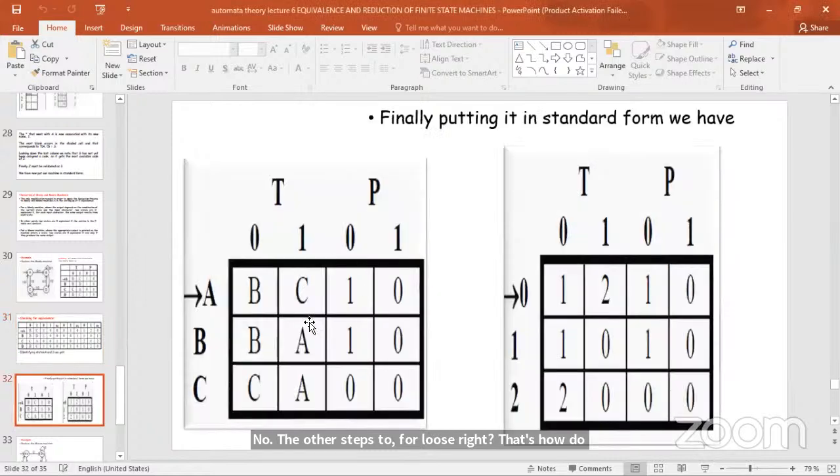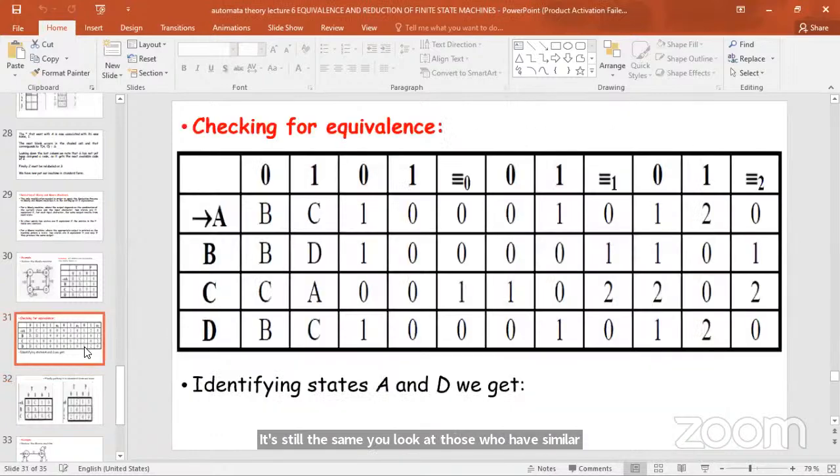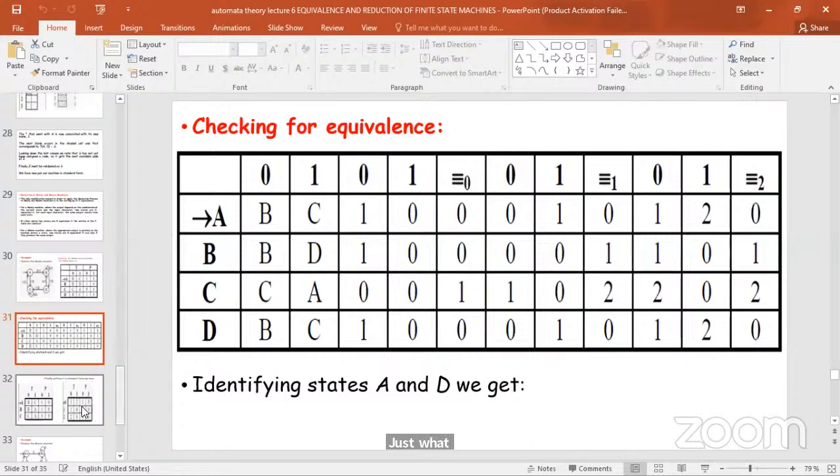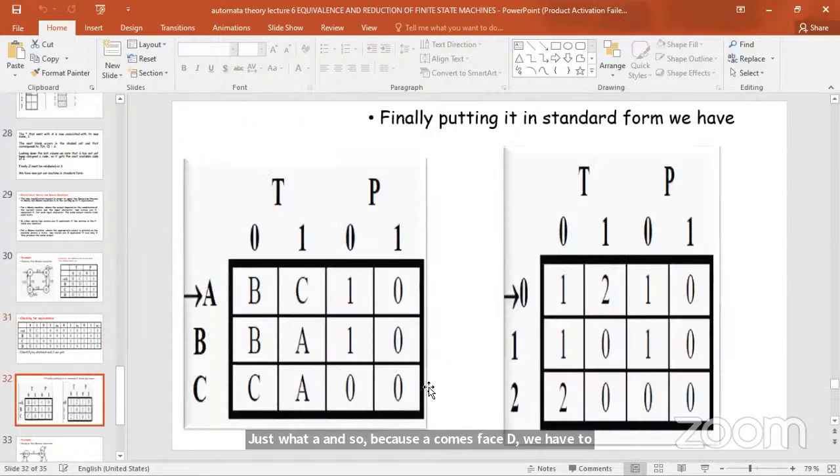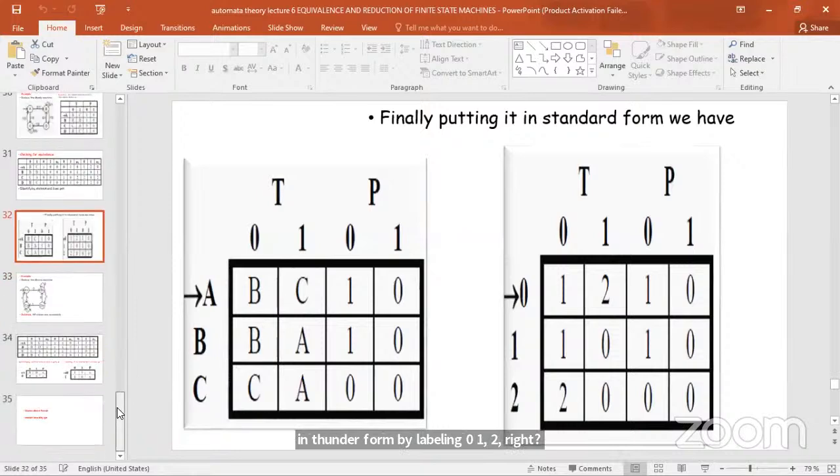It's still the same. You look at those that have similar entries. For instance, look at this one. What is similar? Just A and D. So because A comes first, D has to go, right? So this is what has been done here. D is gone. Then you can put it in standard form by labeling it 0, 1, 2, right? And you continue in that direction.